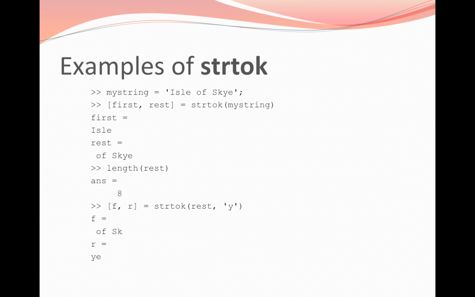If I wanted the delimiter to be something other than the blank space, then I pass a second argument to the string token function. So for example, if I want the delimiter to be y, then in f, we're going to store space OF space SK, and in R, the value of YE. So notice that I'm using the string token function, in this case, on the rest variable rather than the original string.